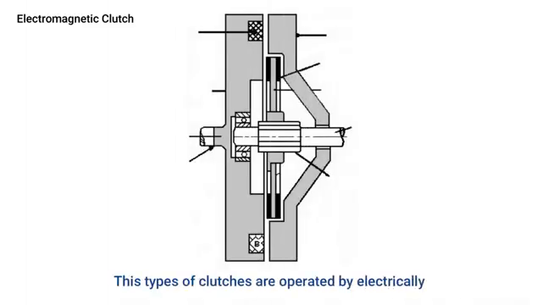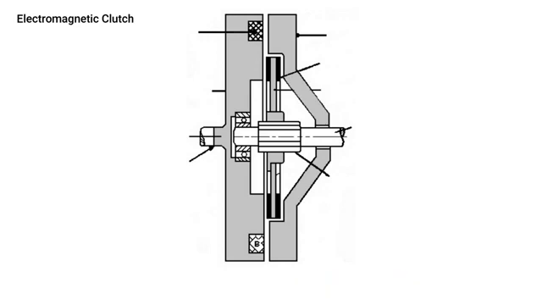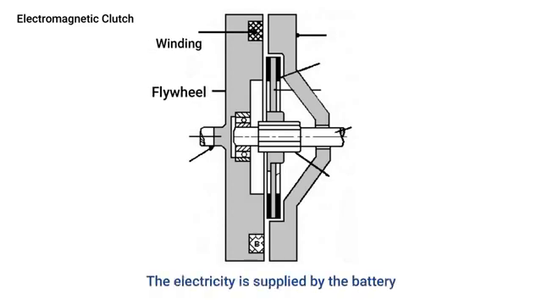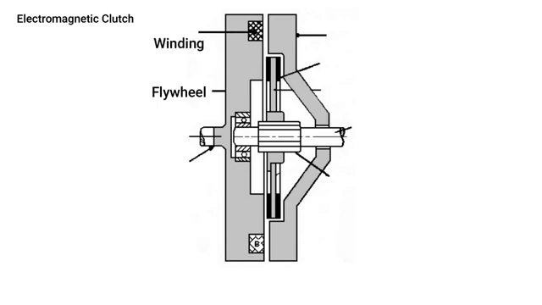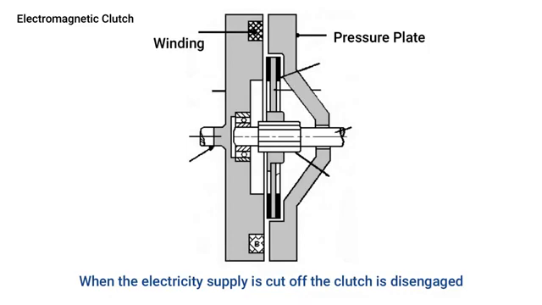Electromagnetic clutch. This type of clutch is operated electrically, but the torque is transmitted mechanically. This is why it is known as the electromagnetic clutch. The electromagnetic clutch has a flywheel consisting of winding. The electricity is supplied by the battery. When the electricity passes through the winding, it produces an electromagnetic field, which attracts the pressure plate to get engaged. When the electricity supply is cut off, the clutch is disengaged.